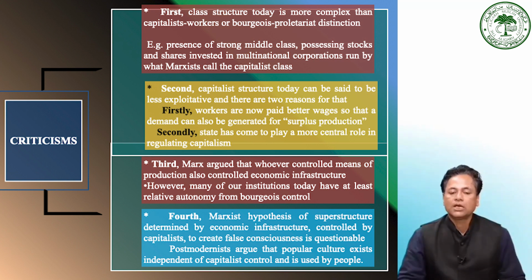Fourth, the Marxist hypothesis of the superstructure, which is determined by the economic infrastructure and controlled by the capitalists to create false consciousness, is also questionable. There are many postmodernists who argue that popular culture exists independent of the capitalist control and is used by the people. So, it is not necessary that the capitalists are controlling everything. Popular culture is maintained and used by the ordinary people, and that is not something controlled by the capitalist.